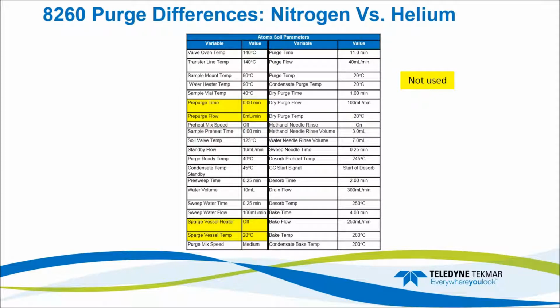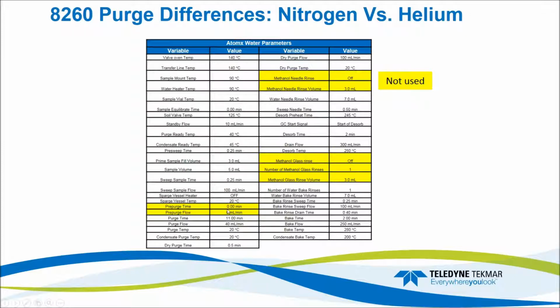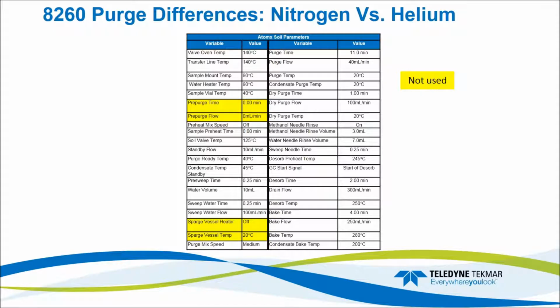And then again, similarly in the soil side of things, we see that we're using 40 mils per minute for 11 minutes. And then again, our dry purge is 100 mils for a minute. So again, very common purge parameters. In this case, we chose not to heat the sparge vessel for the water side because we didn't need it to get that improved purge efficiency.